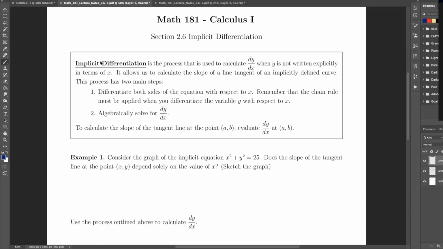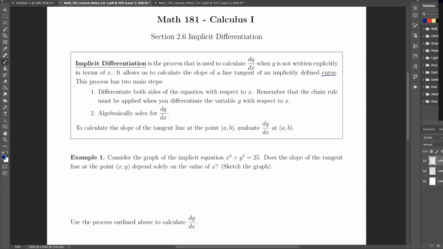All right, so implicit differentiation. It is a process to calculate dy/dx or y prime when y is not written explicitly in terms of x, aka it's not always a function, right? So we can take derivatives of things which aren't functions of a defined curve. So curve does not equal function. This process has two main steps. You differentiate both sides with respect to x. Remember, the chain rule must be applied to the variable y with respect to x, and then you algebraically solve for dy/dx.